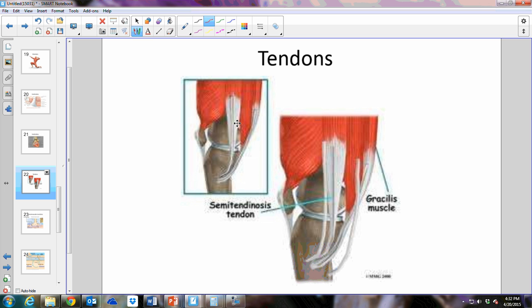A prominent tendon is obviously your Achilles tendon, which connects your calf muscles to your heel bone. You have other tendons in your arms, and pretty much everywhere there's a muscle attached to a bone, you have a tendon.